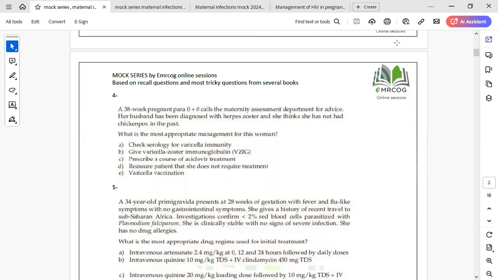We have here a herpes zoster case. This case is primary, and she's calling the maternity assessment department for advice. Her husband has been diagnosed with herpes zoster, and she thinks she has not had chickenpox in the past. She is 38 weeks pregnant.